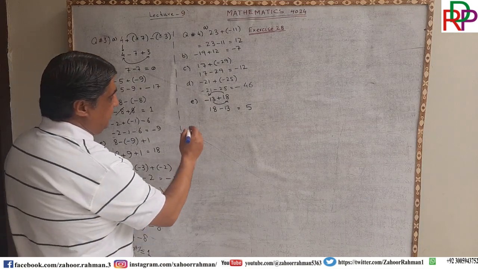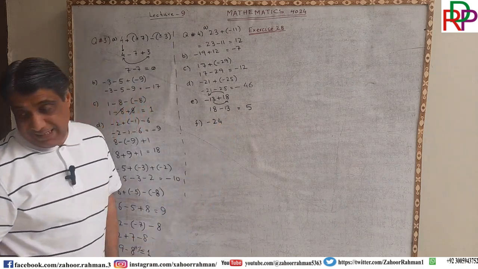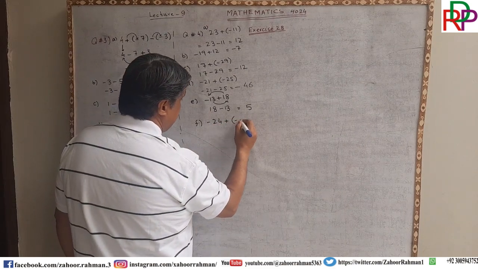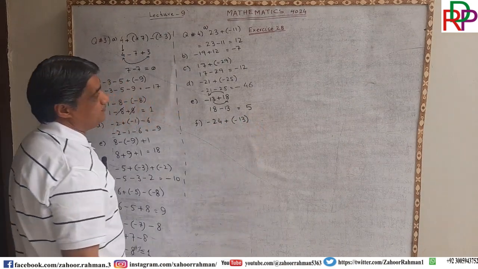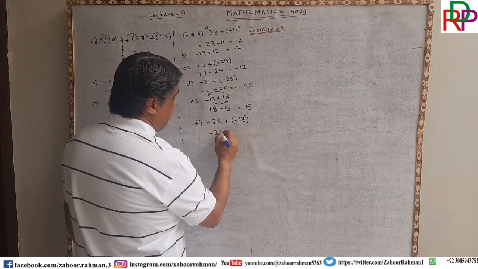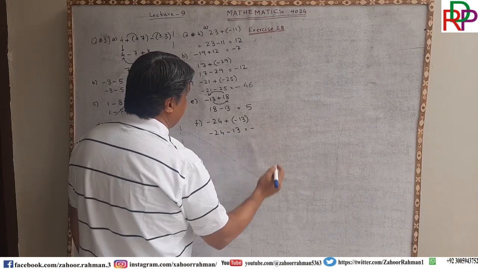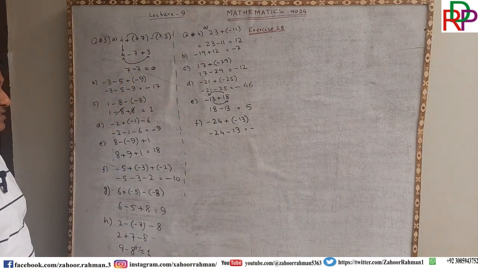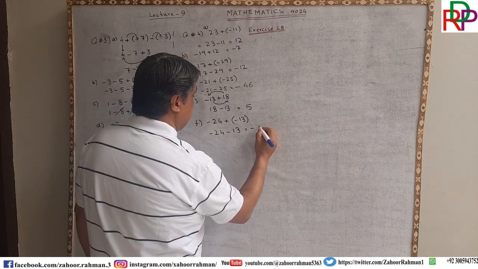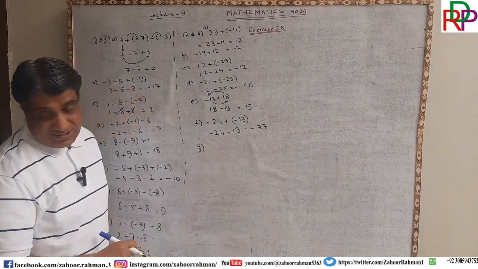Okay, F part, minus 24 plus minus 13. First, I am writing 24 minus 13, and directly I am writing negative in the answer because both the numbers are negative, and then we add. So that will be 37. Minus 37 is the answer.